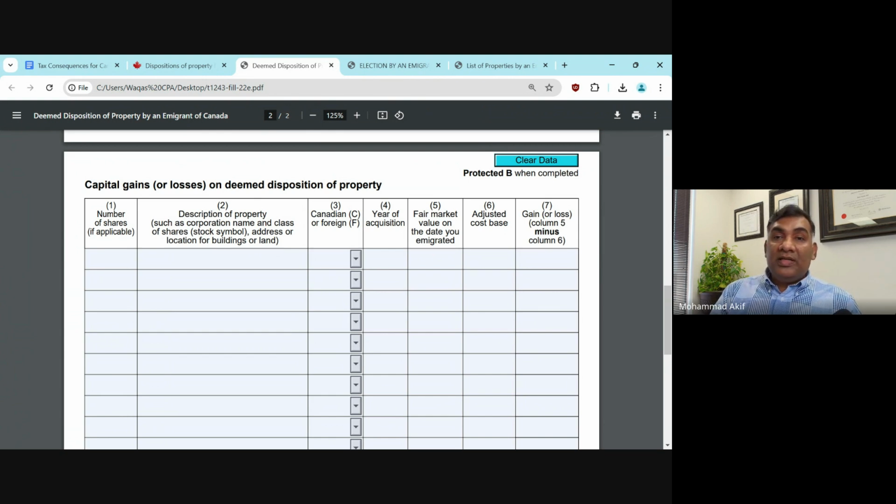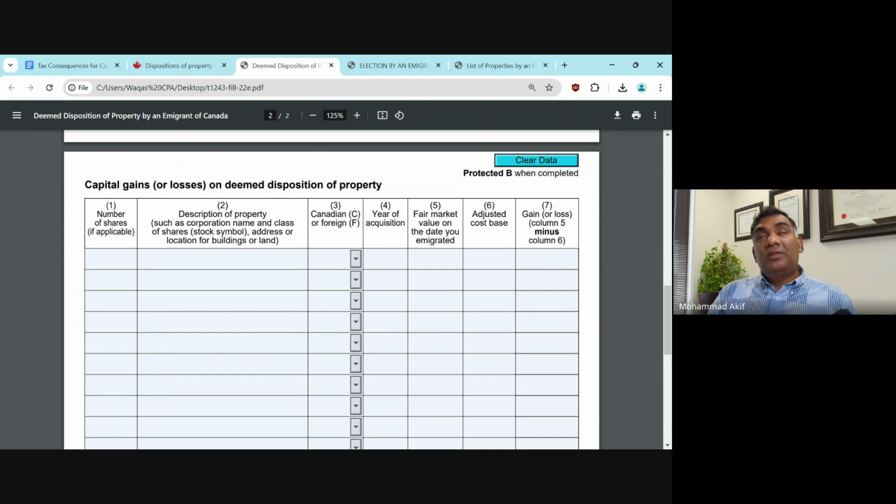So there is some information available on the internet through exchanges. If not, and there's something unique, then we have to go to an expert to get a fair market value assessment on the day you leave. What was the value? So make sure that the fair market value is calculated properly, because this is very important.